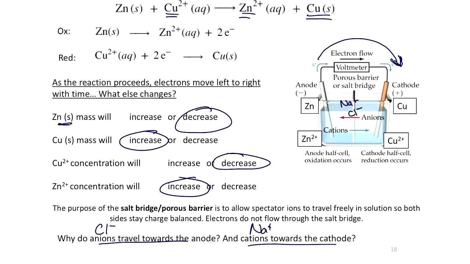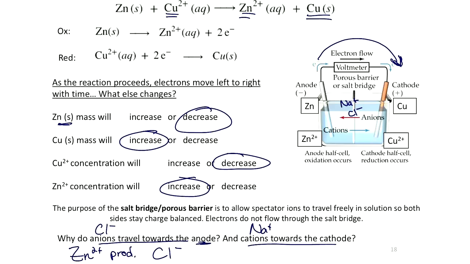So the question is, well, why does that happen? Anions travel towards the anode because in the anode compartment, you are converting zinc to zinc 2 plus. And because zinc 2 plus is being produced, you need to add chloride minus to make it all charge balanced, so that we can't just keep accumulating positive charge. So anions will travel towards that side to counteract that charge imbalance.